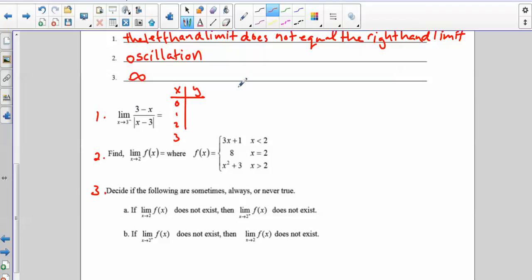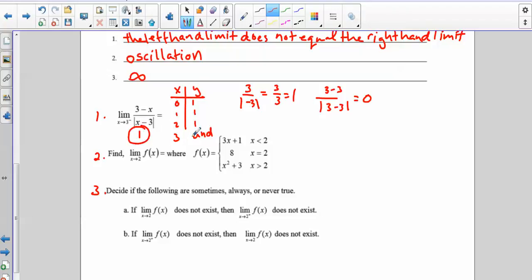When I plug 0 in, I get 3 over the absolute value of negative 3, which is 3 over 3, which is 1. And you find that if you plug in 1, you get 1. And if you plug in 2, you get 1. But if you plug in 3, you get 0 over 0. So 3 minus 3 over absolute value of 3 minus 3 is 0 over 0. And that's because there is a hole in this graph. So this is a value that's undefined. So the limit as you approach 3 from the left, you are going to be at 1 all the way along until you get to your hole. So this limit is 1.